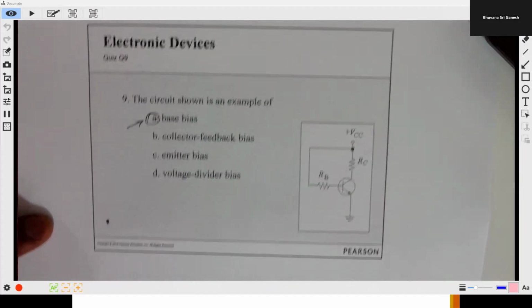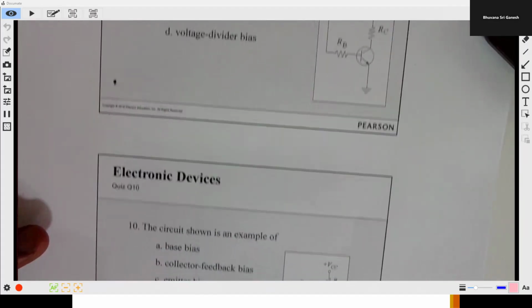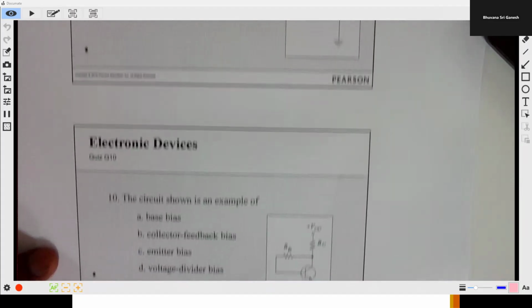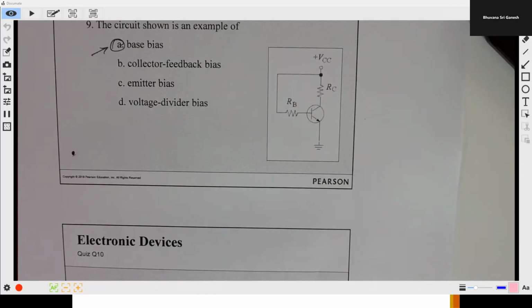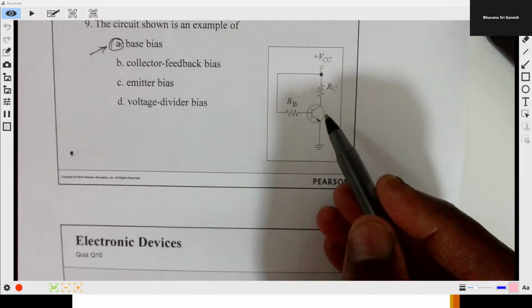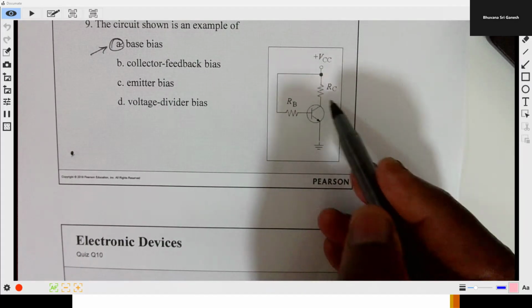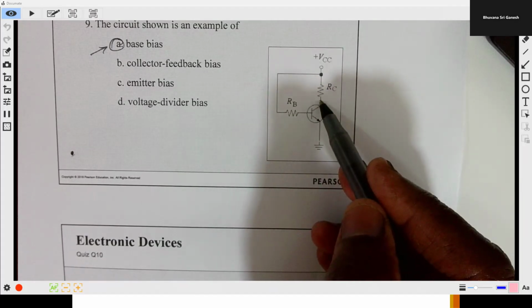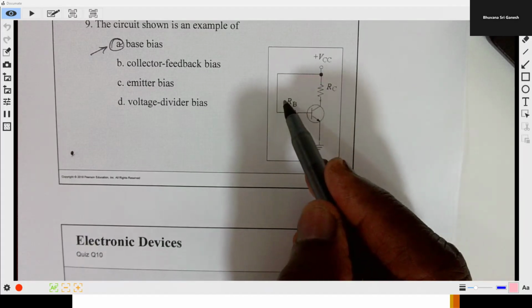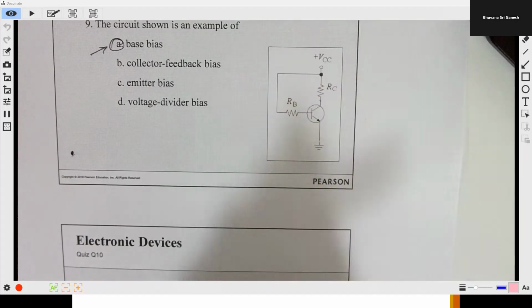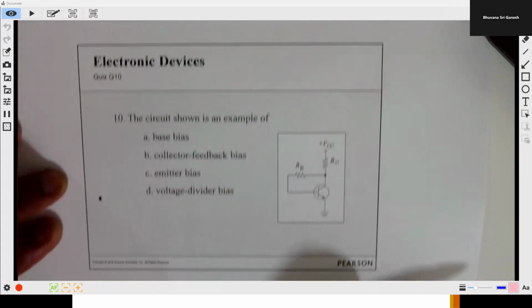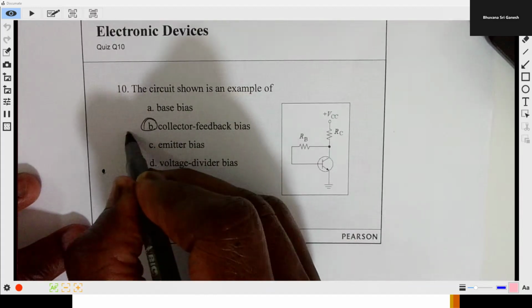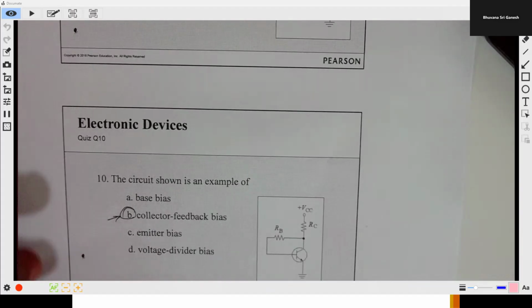10th question, the circuit shown is an example of, it looks like the previous circuit, but in the second circuit this collector resistor is left and the collector is going to be connected to the base like that. It's a collector feedback bias. So B is the answer. That's it. We are done with the quiz.